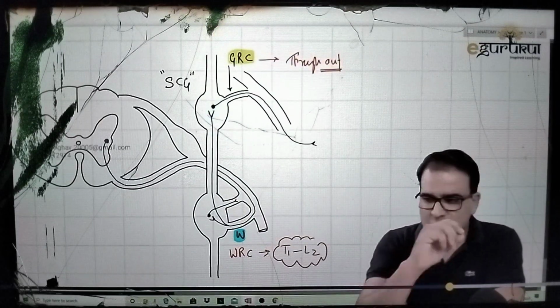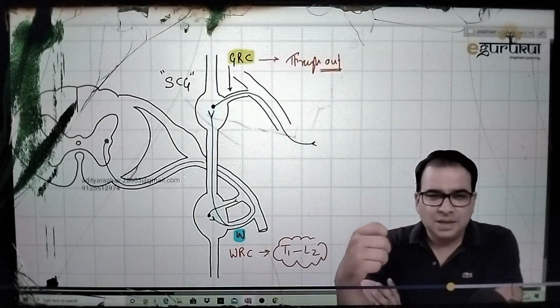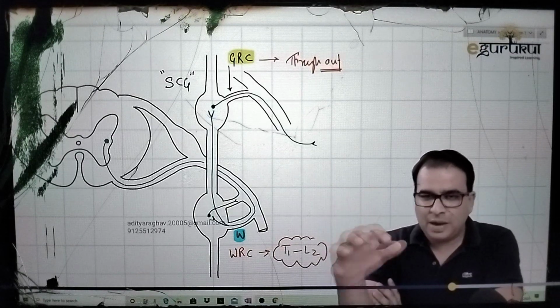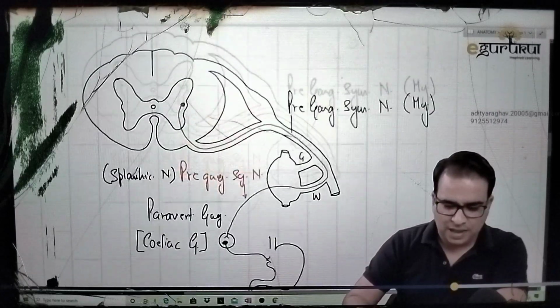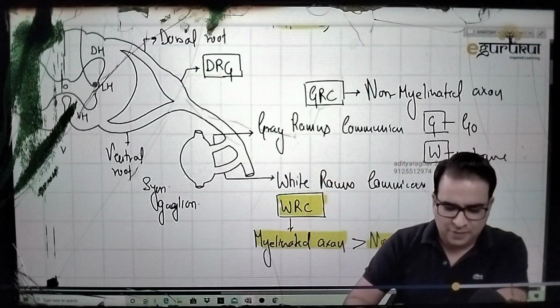So this is a short discussion about what exactly the white and the gray ramus communicants are and what type of fibers are seen inside. Let me have a very quick recap before we wrap it up. As we said, it's just the first time we're doing this live session here, so I just took a very small topic, and if it goes fine, if you like it, we can have more of these sessions in the future as well.